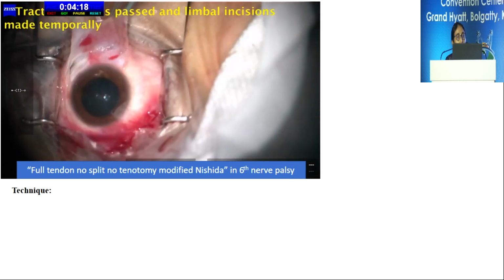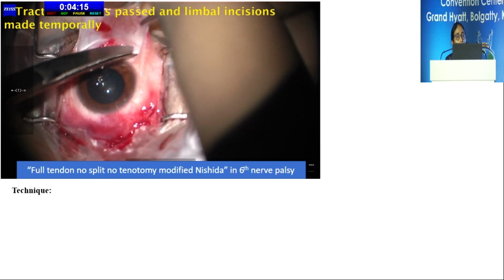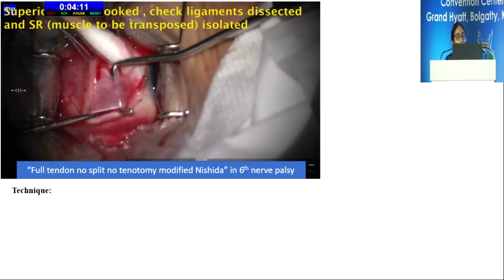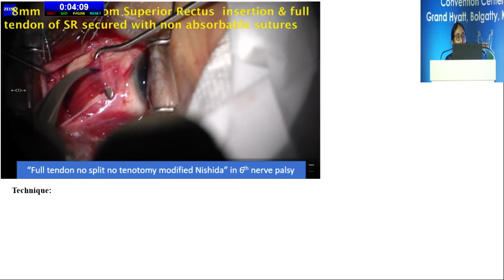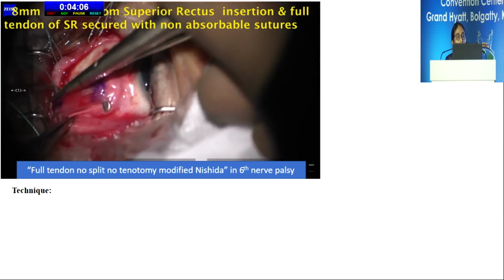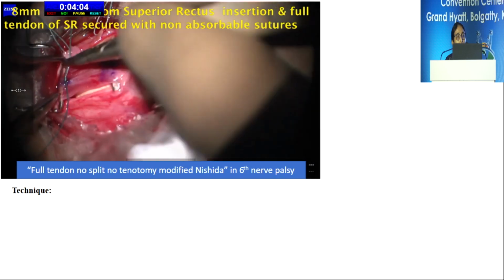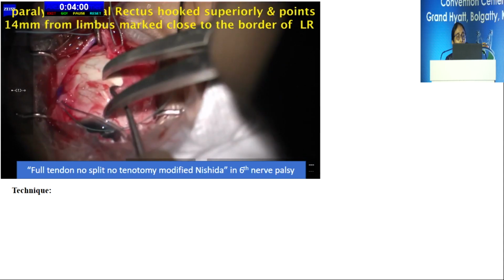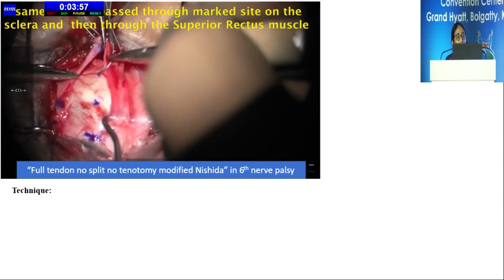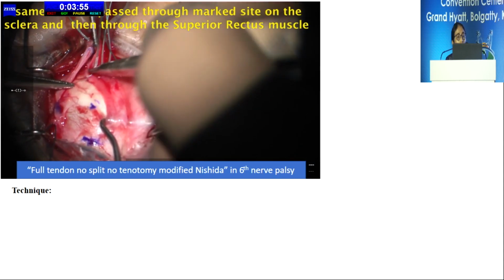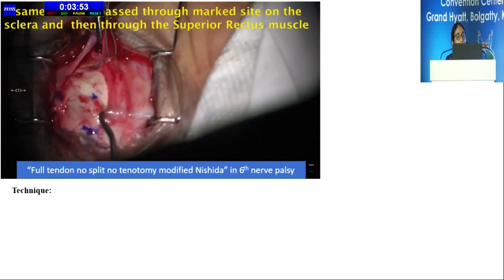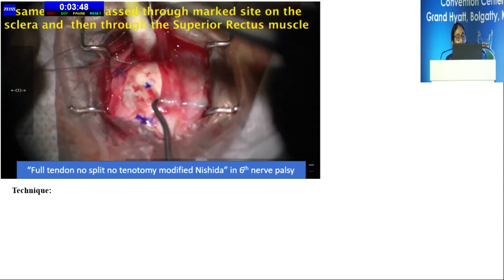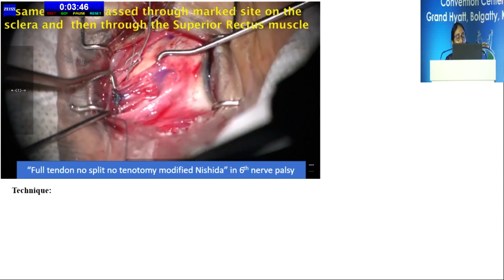Traction sutures were given and limbal incision was made temporally. Then the muscle which has to be transposed, that is superior rectus, was isolated and an 8 mm mark was made. The muscle was secured full thickness with the help of non-absorbable suture. Then the paralyzed lateral rectus muscle was hooked and 14 mm was marked from the limbus close to the superior border of the lateral rectus, and sutures were passed through the marked site. Now the same sutures were passed through the superior rectus muscle for the mobilization of the muscle.